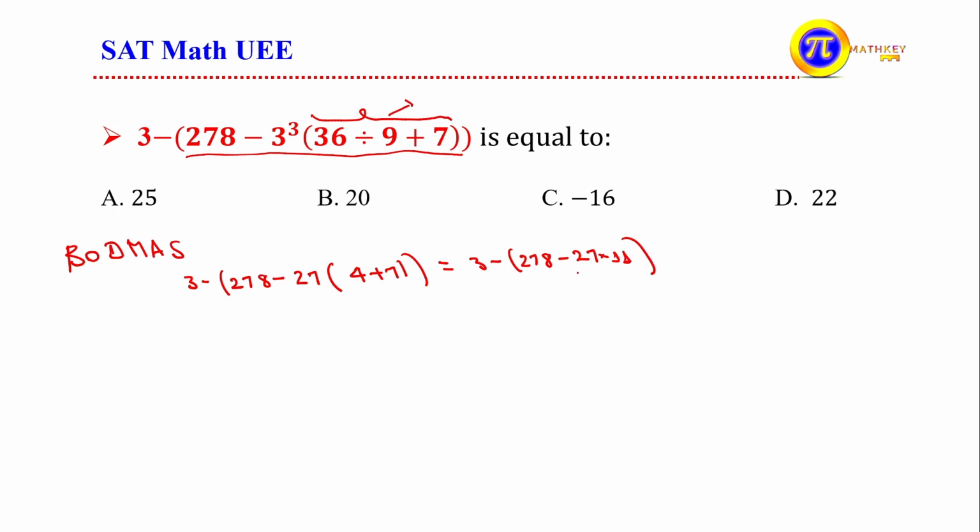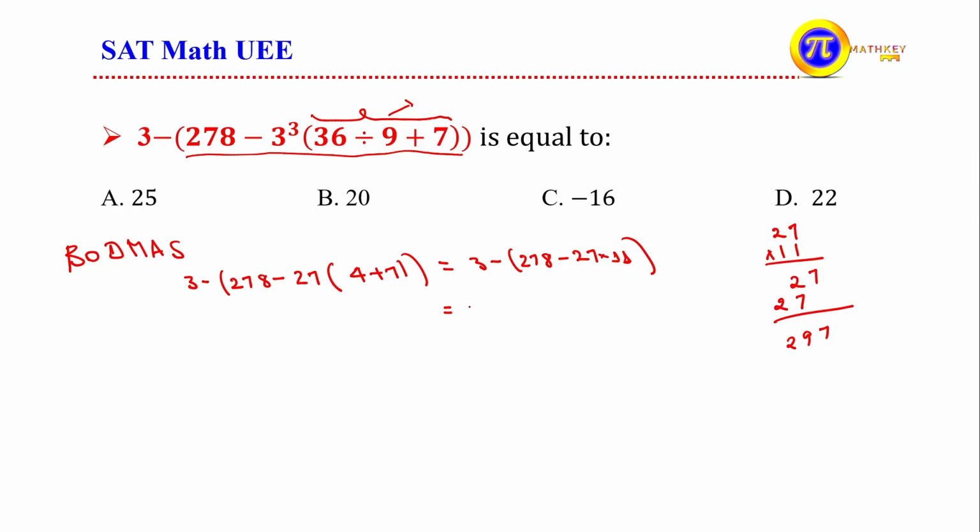In the bracket we have subtraction and multiplication. Since we have subtraction and multiplication, first let's solve the multiplication. Simplify this: 27 times 11 is 297.